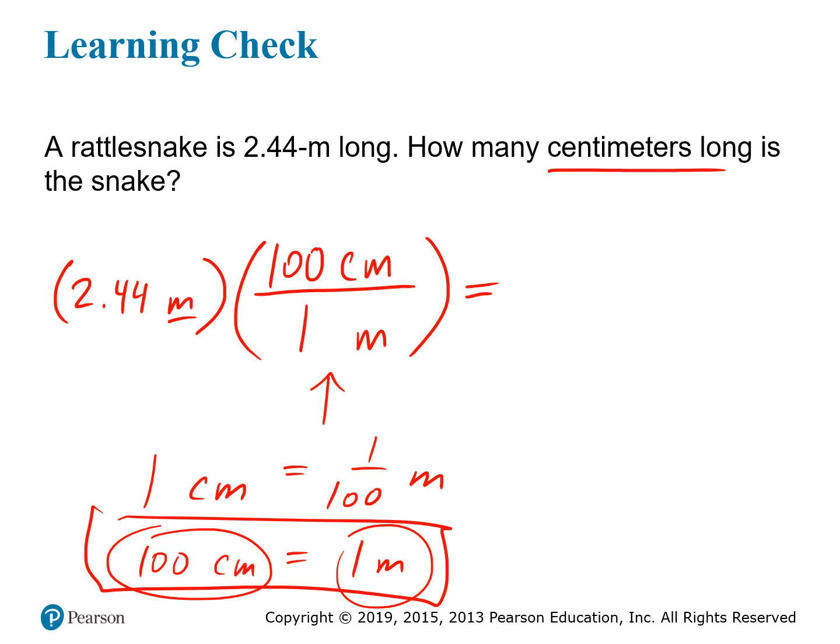2.44 times 100 is 244. Meters cancels out, and I'm left with the centimeter unit. So it's 244 centimeters.